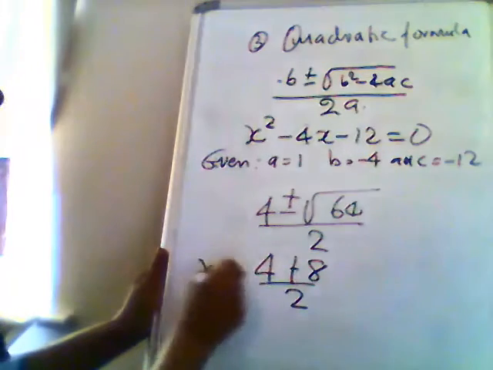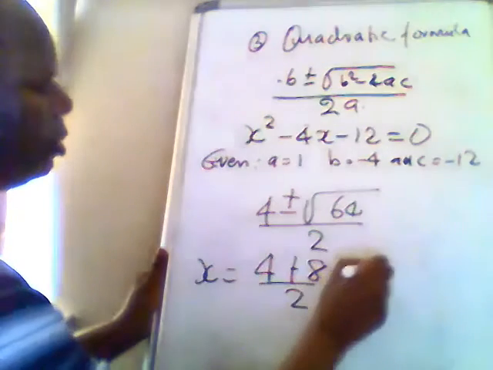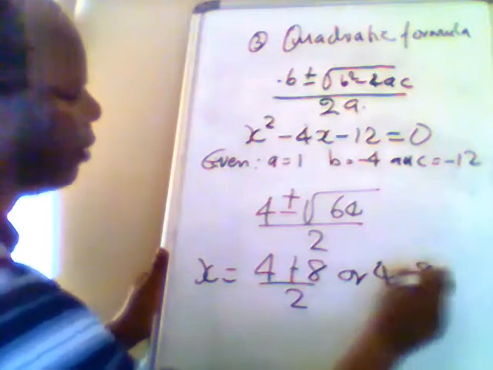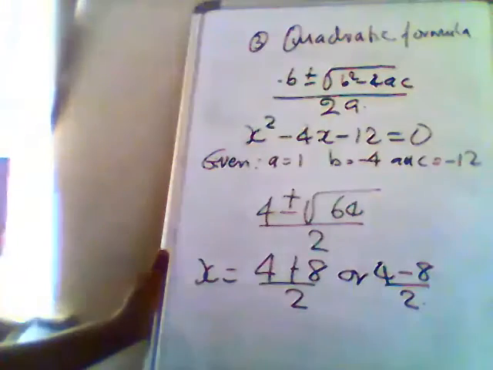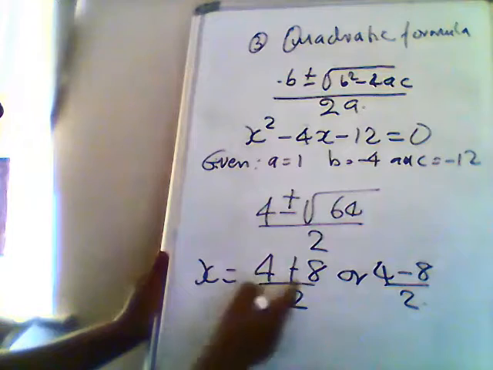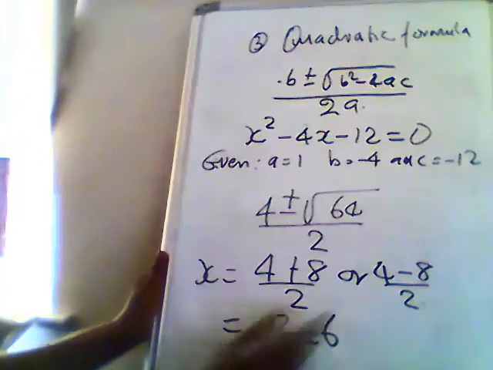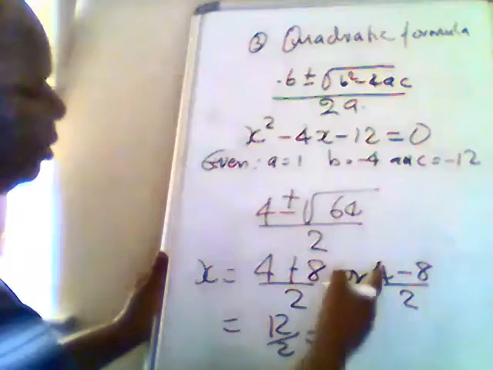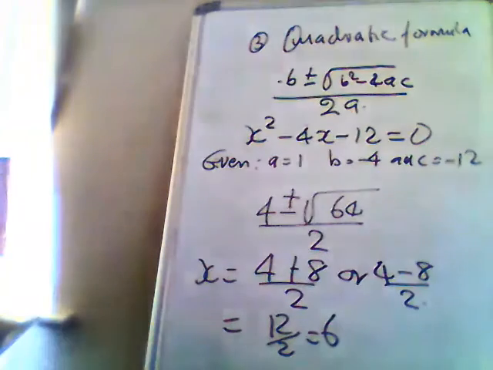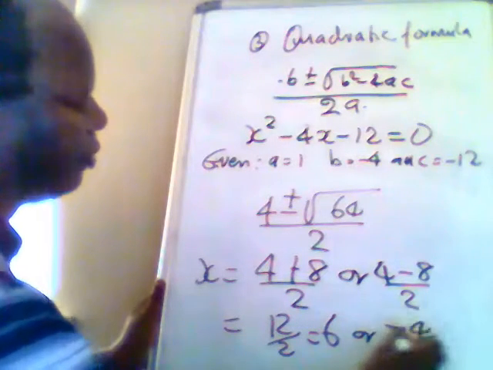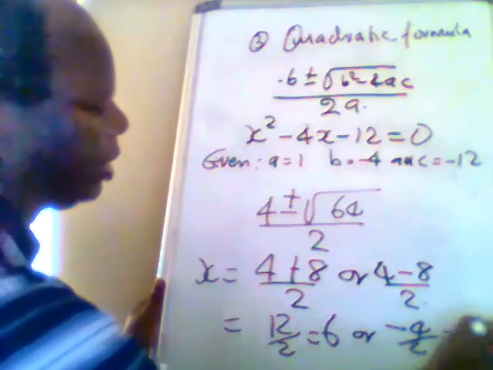So x equals 4 plus or 4 minus 8, over 2. Those are two answers. In this one, it's going to be 12 over 2, which means x is 6. And the other one is 4 take away 8, which is minus 4, and minus 4 over 2 means x is minus 2.